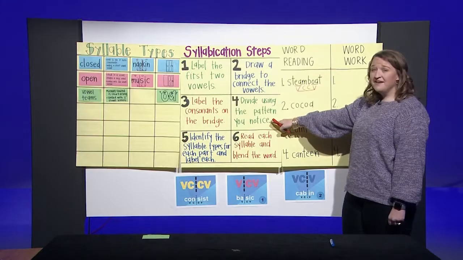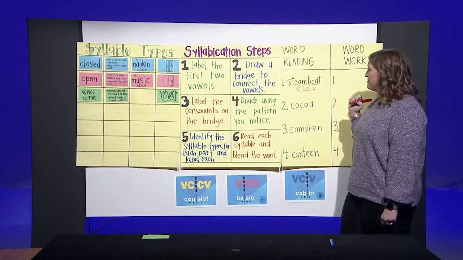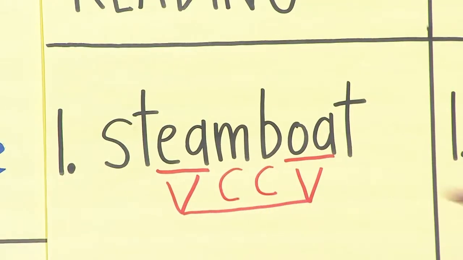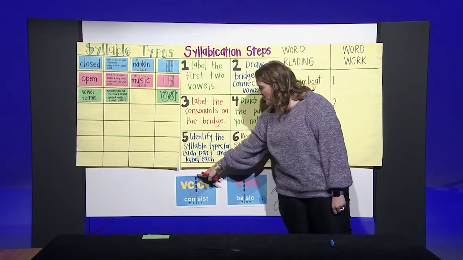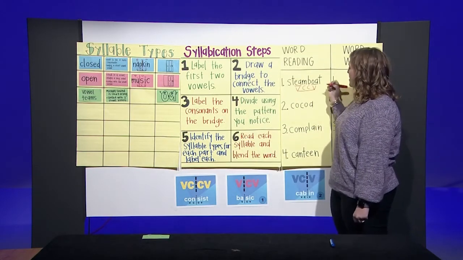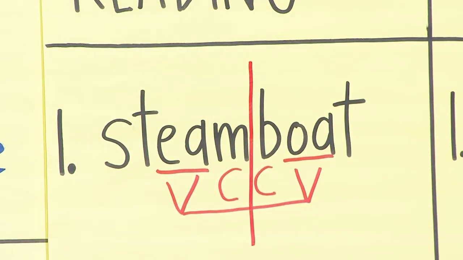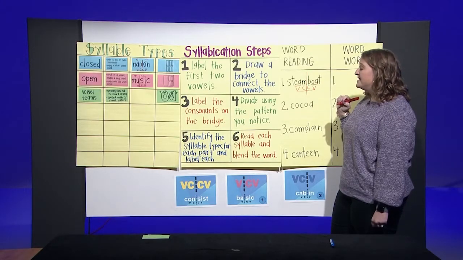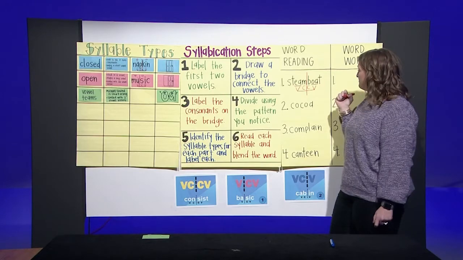Step 4 tells us to divide using the pattern we notice. I see the pattern VCCV. And we have learned that with the VCCV pattern, we divide between the consonants. So I'm going to draw my line between the consonants M and B. Step 5 is to identify the syllable types for each part and label them.